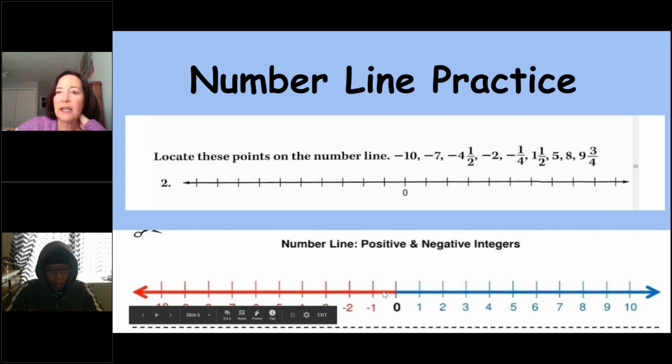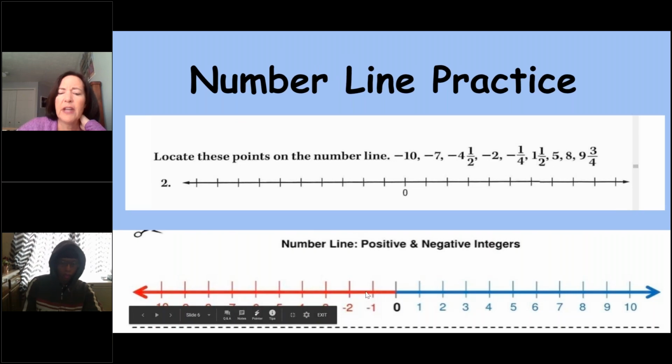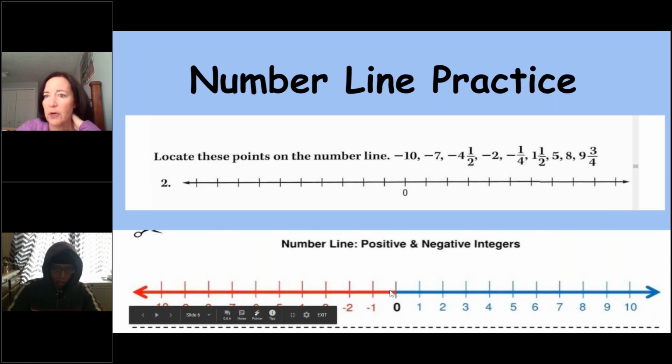If you were putting negative 1/4 in the middle of 0 and negative 1, it would not be correct. I find a lot of students, for some reason, put negative 1/4 over here to the left of negative 1, not correct. Negative 1/4 is between 0 and negative 1, and must be shown closer to 0.